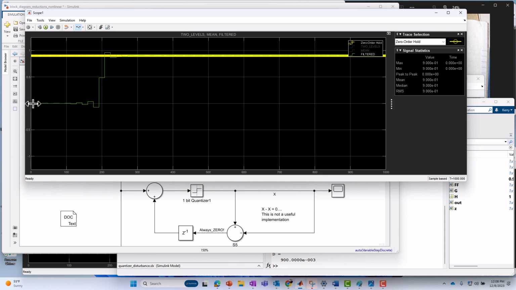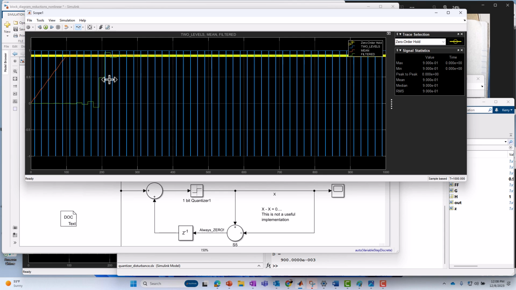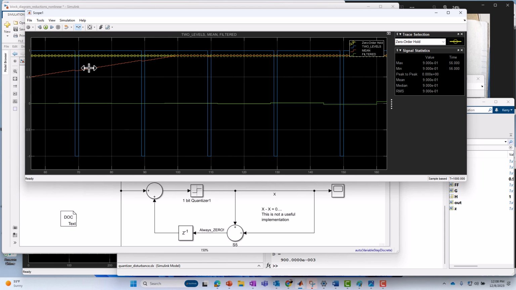I can turn on these other signals here. We can see the quantized signal, which is the blue signal here. I shouldn't say that. The quantizer output is the yellow signal here, which is a little bit hard to see with all the other waveforms on it. So maybe we should turn off some of the other waveforms here. Let's just do that.